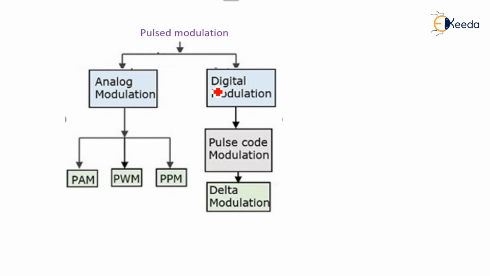Now, under the digital modulation types, pulse code modulation comes into these digital modulation techniques, and there are various types like delta modulation. Pulse modulation is widely used in the communication era. Now this is about the introduction of the pulse modulation.